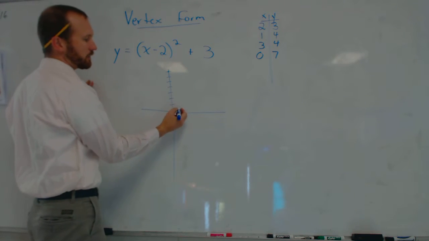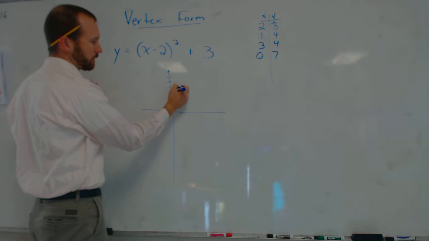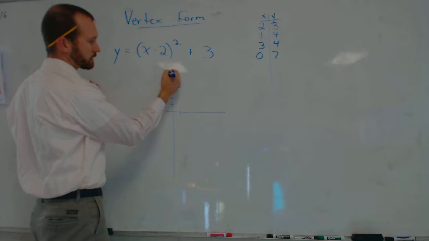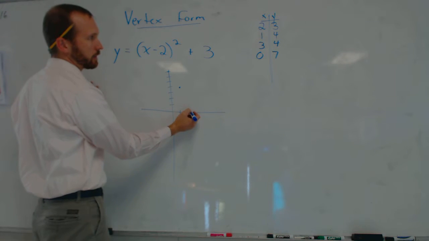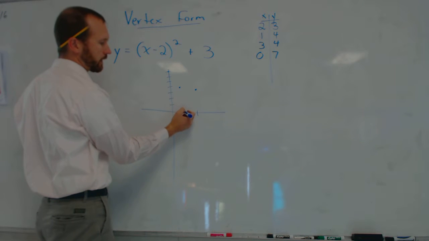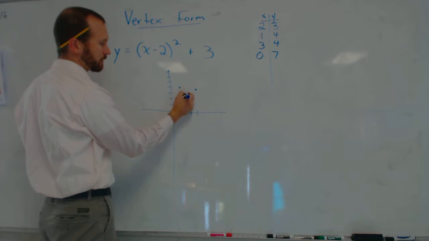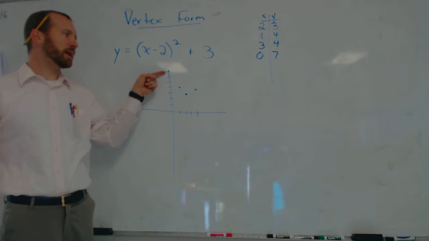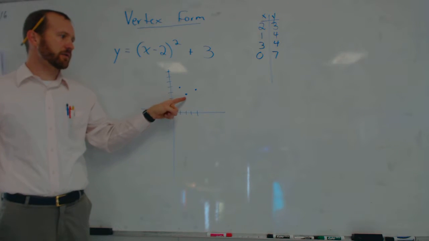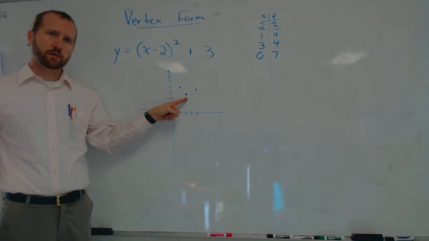If I do 0, 7, and then 1, 4, wait, 1, 2, 3, 4, 5, 6, 7, yeah. And then 1, 2, 3, 4, and then 2, 3. I plotted this point first, right? But it's not my vertex. I can see that my vertex is down here.